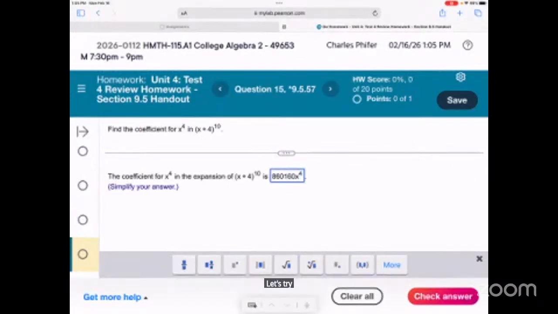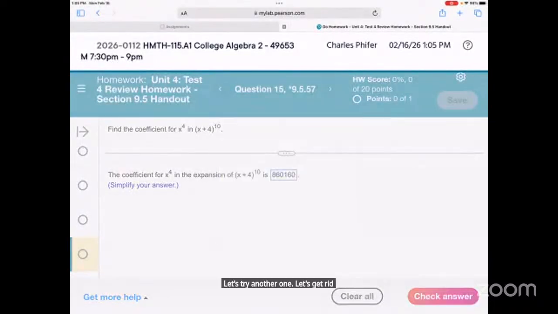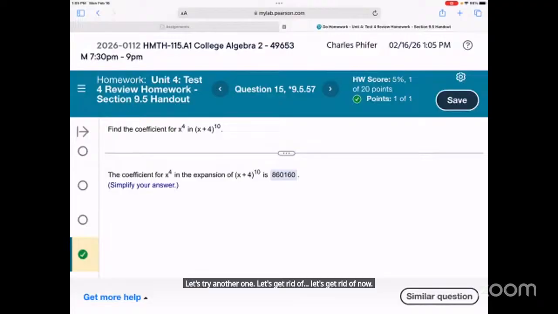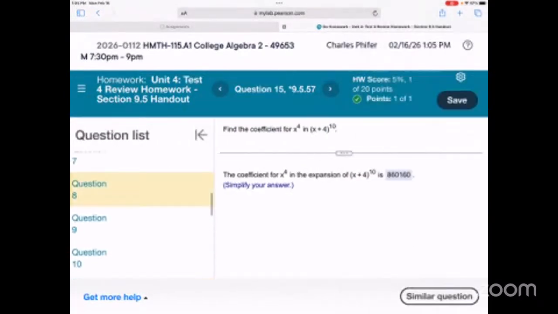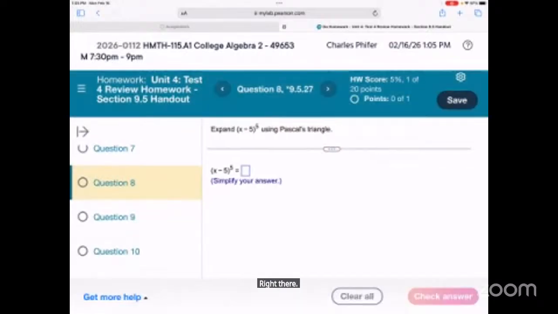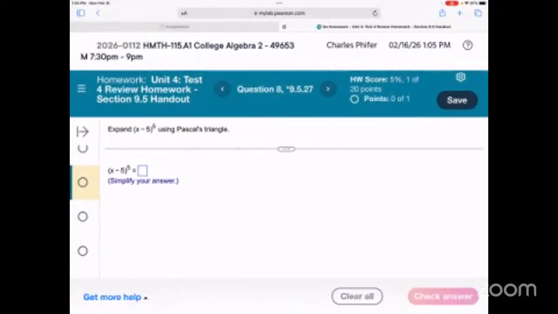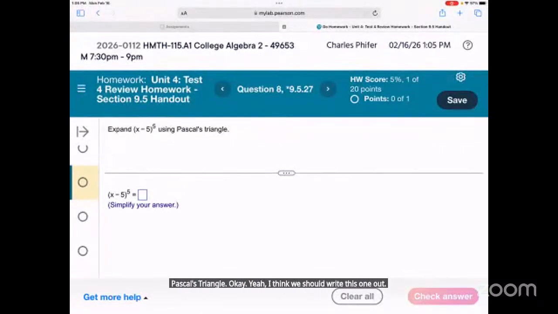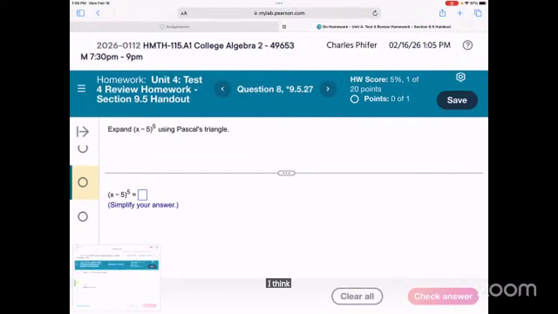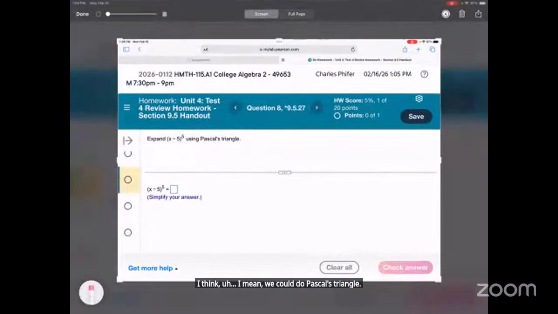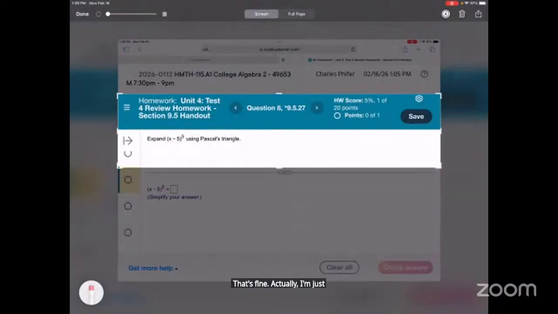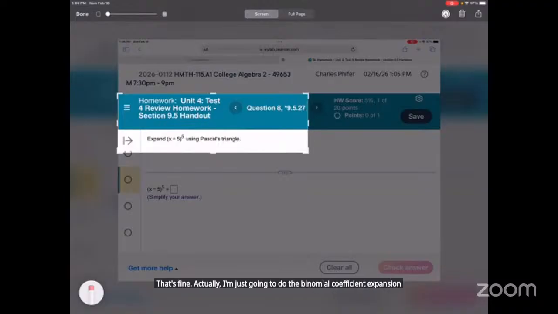Let's try another one. Let's get rid of that. And let's go to question 8. Right there. Pascal's triangle. Okay. Yeah, I think we should write this one out. I mean, we could do Pascal's triangle. That's fine. Actually, I'm probably just going to do the binomial coefficient expansion. It's just faster for me.